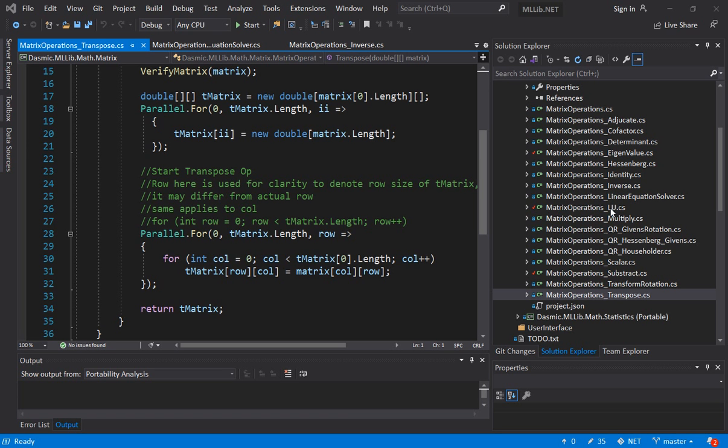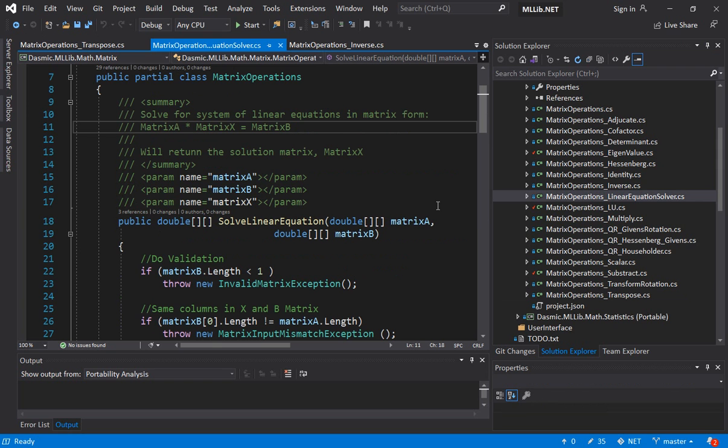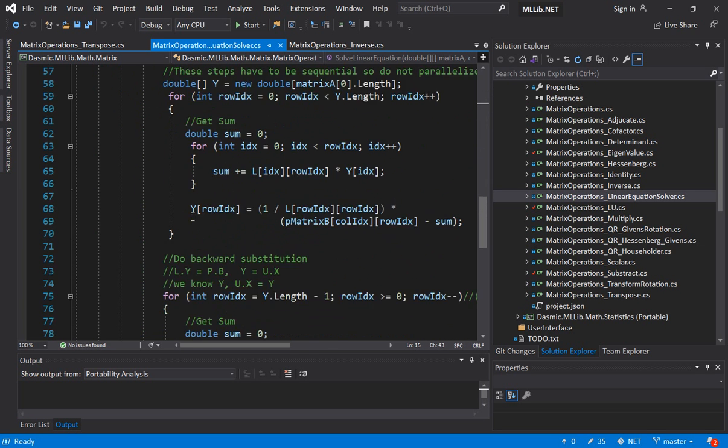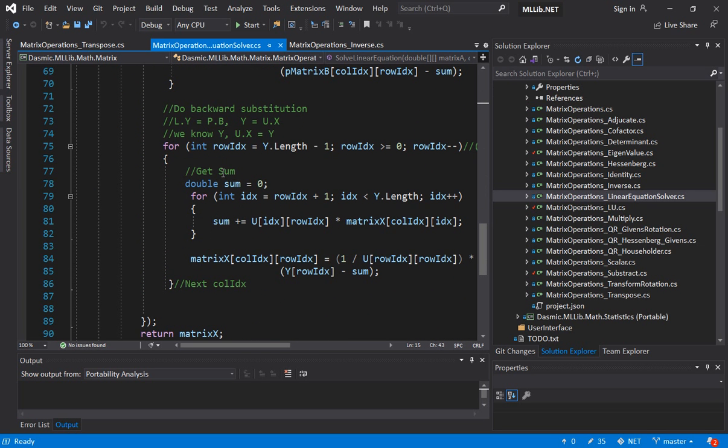Now, we had taken a look at LU factorization in the last video, and I had mentioned LU factorization is used to solve a system of linear equations. So we also have a function to solve a system of linear equations defined in the form of a matrix. We take matrix A and matrix B essentially in this form: matrix A times matrix X gives matrix B, and we have to find matrix X here. So we do this computation using the LU factorization, using the LUP matrix function that we had taken a look at yesterday. Then finally, once we compute the matrix X, we return that as the return value of the function.